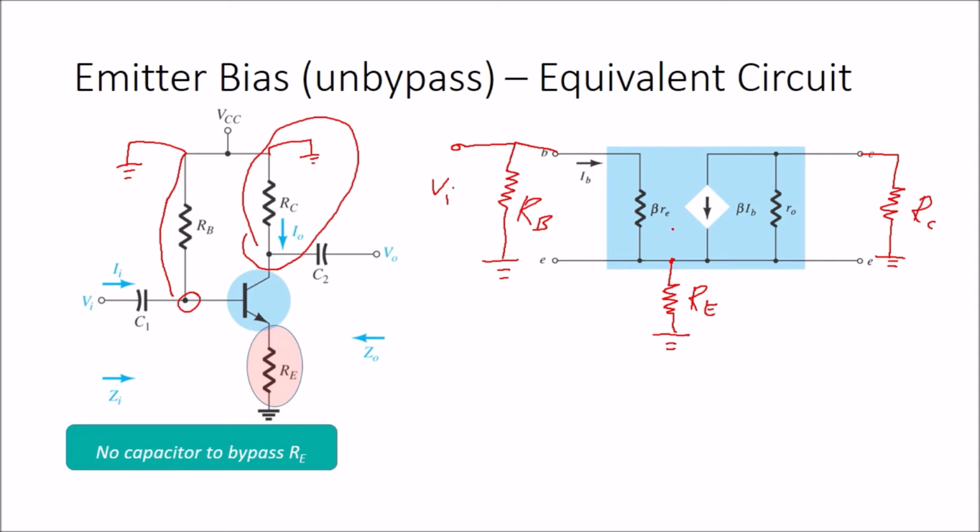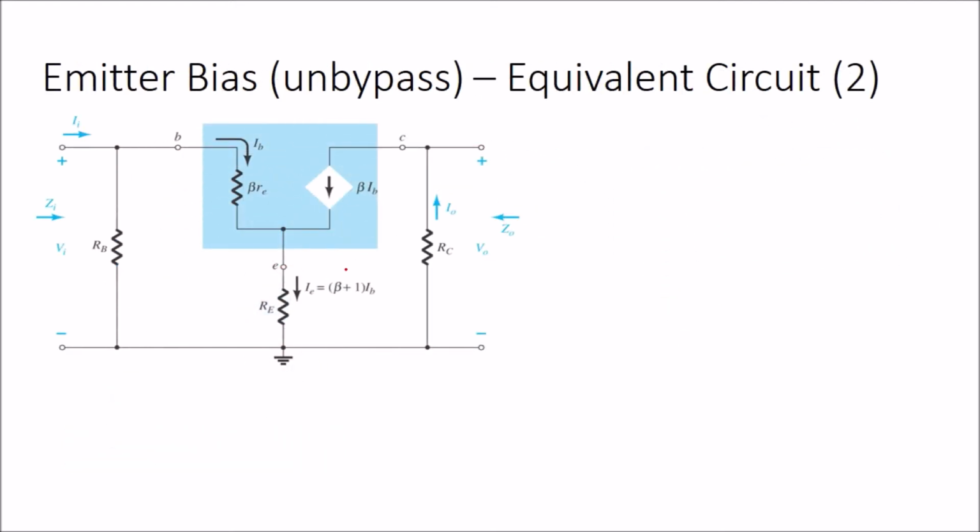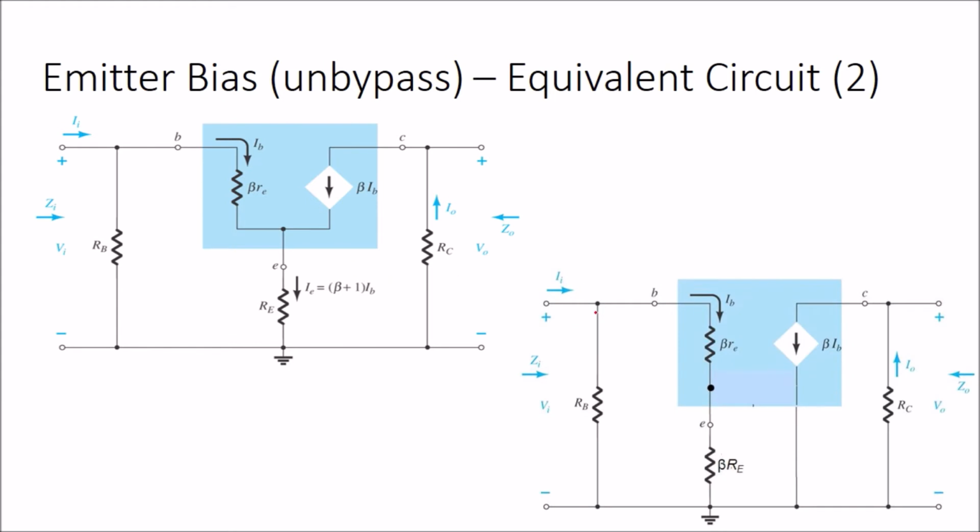For this analysis, we're going to ignore the R node because R node is usually very big, or extremely big. So we can say that R node is nearly equal to infinity, so it's going to be an open circuit here. So this is the full equivalent circuit. But for the analysis, we're going to use the easier equivalent circuit where the input and output side we treat independently.